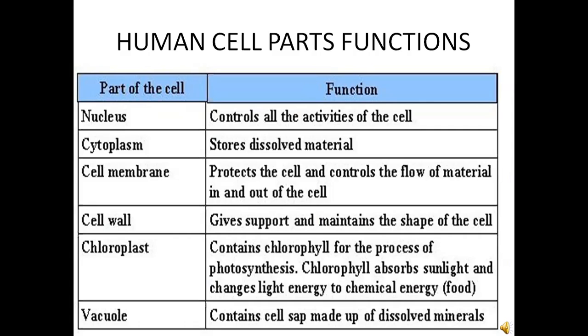Next, plant cell, cell wall. Cell wall gives support and maintains the shape of the cell. And another part of the cell is chloroplast. Chloroplast contains chlorophyll for the process of photosynthesis. Chlorophyll absorbs sunlight and changes light energy to chemical energy, that means food. And another part of the cell is vacuole. Vacuole contains dissolved minerals and maintains cell shape.